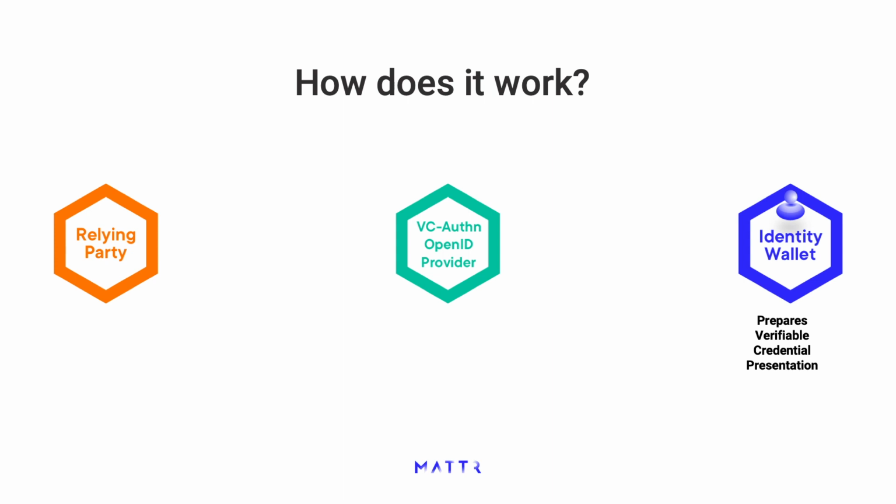They can then prepare a verifiable credential presentation based on that request if they wish to satisfy it, and send back that response. The OpenID Connect provider then verifies that presentation, and if it's successful, they'll send back a standard OIDC response.